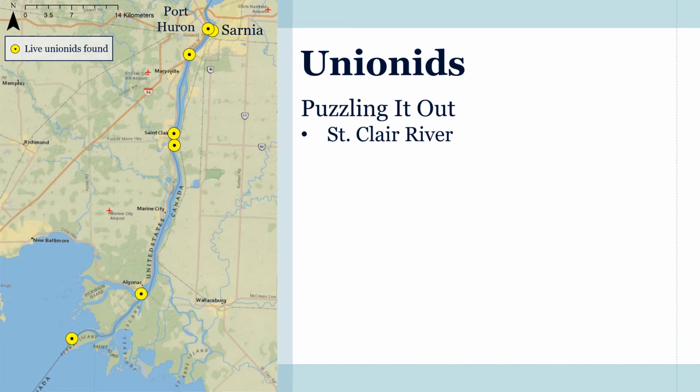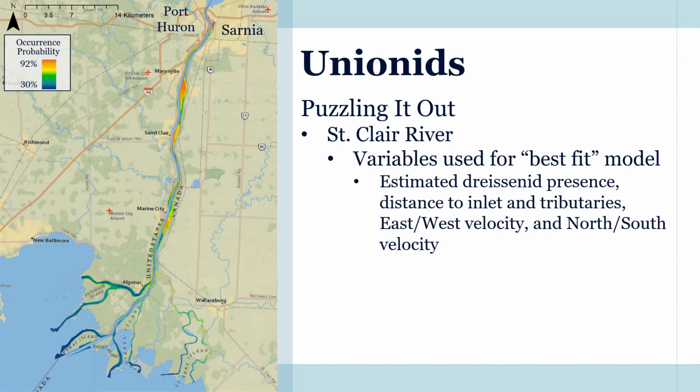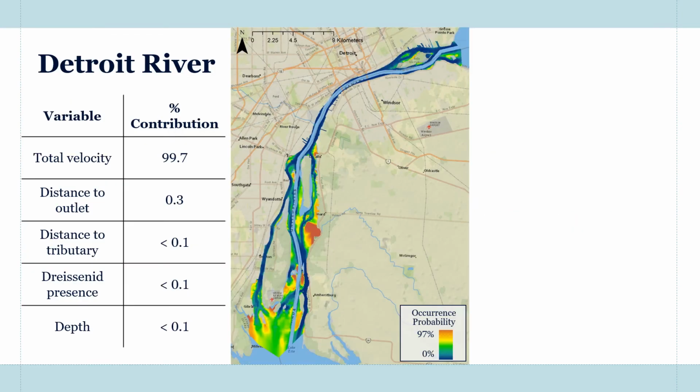All right, that asks the big question, why? Well, my first step was to take these unionid presence sites and create a new species distribution model just for the St. Clair River. This model used 5 variables: estimated Dreissenid presence, river distance to inlet and nearest tributary, east-west velocity, and north-south velocity. It has an AUC of 0.949. Now I'll compare this model to the Detroit River model.